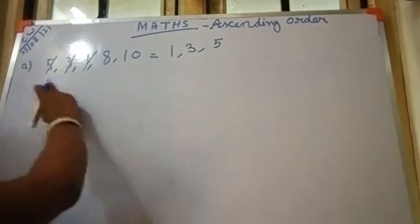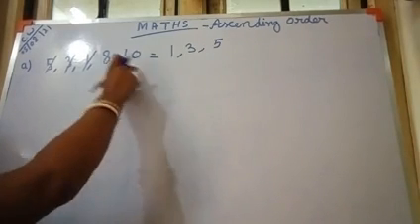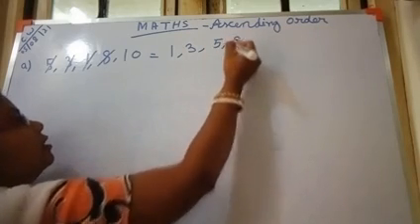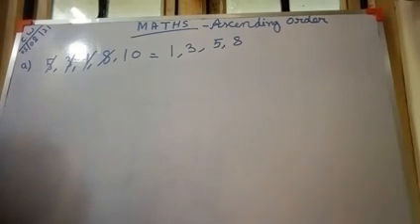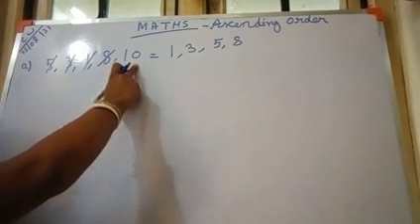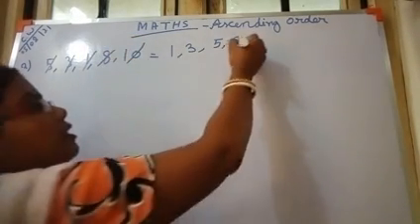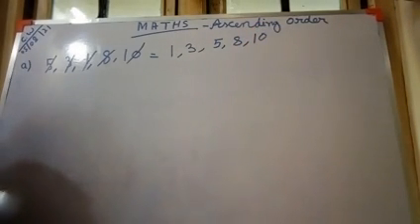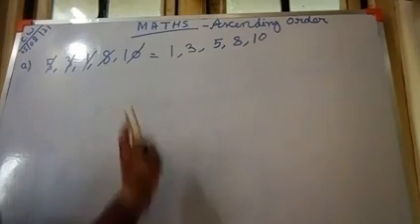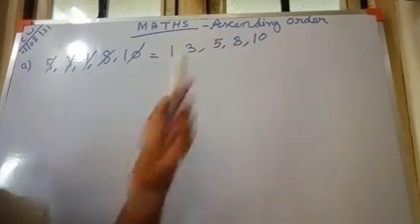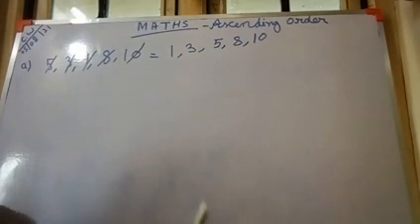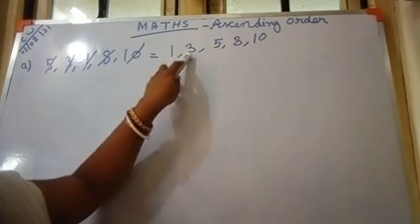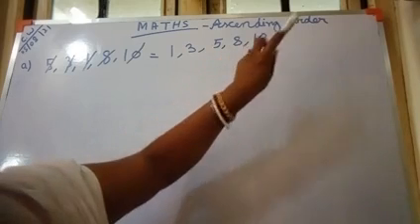After 5, 6 is not there. 7 is not there. 8 is there. So we will write 8. Then 10, 10 is here. So the next number is 10. So I have arranged the numbers in ascending order, smaller number to bigger number. See, when we are counting the numbers, 1 comes first, then 3, then 5, then 8, then 10.